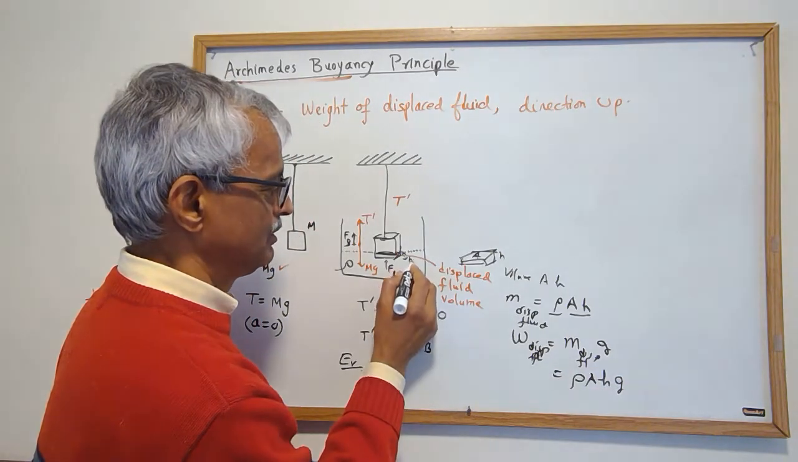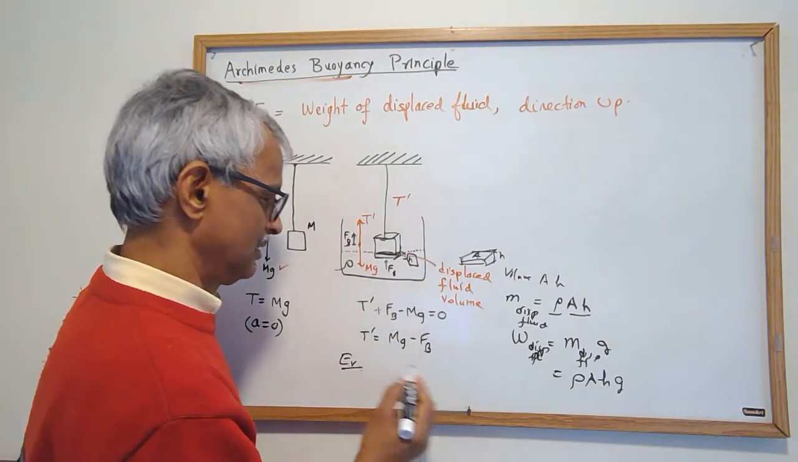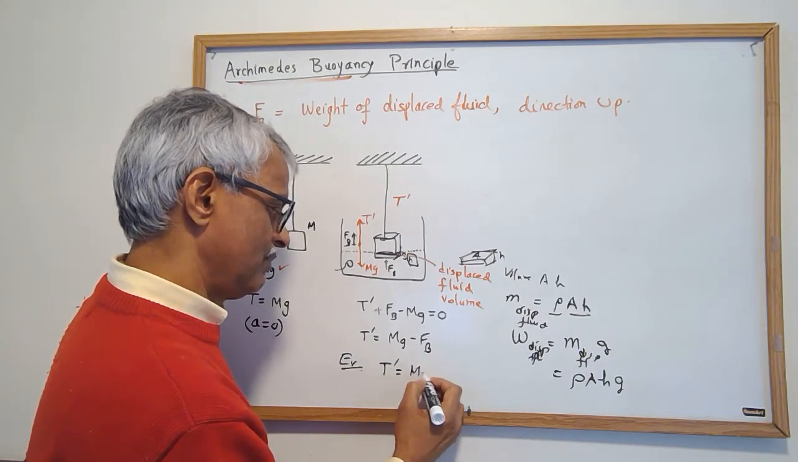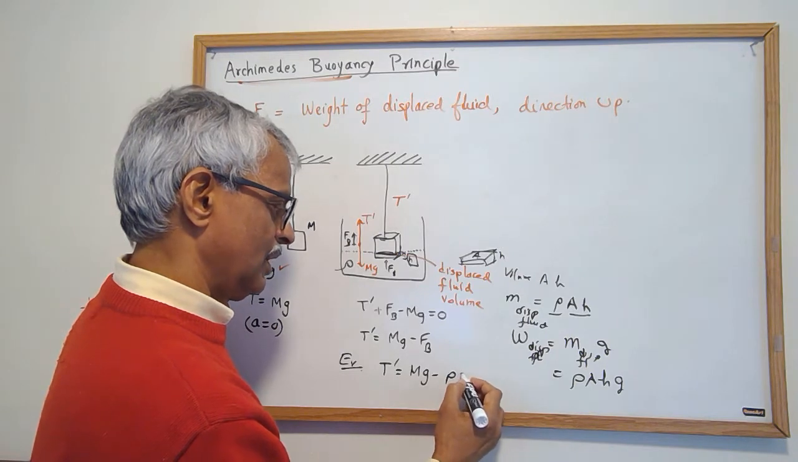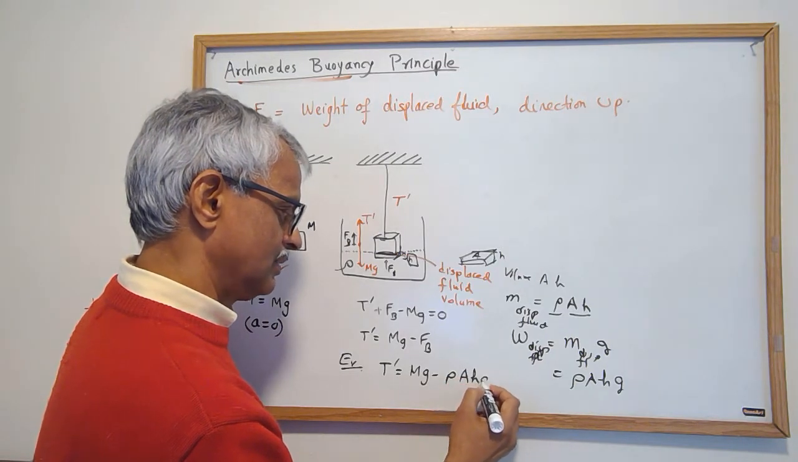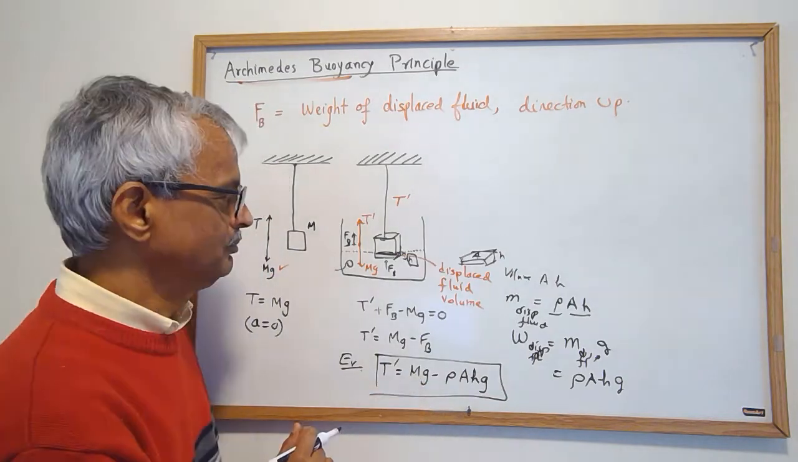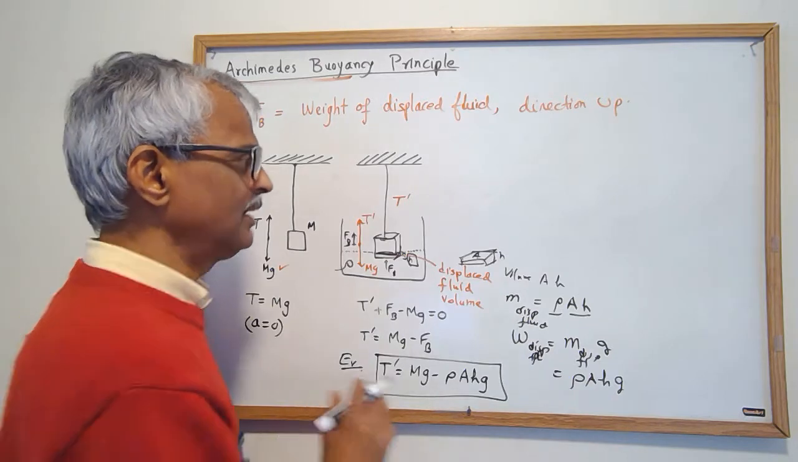Here h is not the height of the whole cube, but just the submerged part. So T prime equals mg minus rho A h g. So this is an application of that.